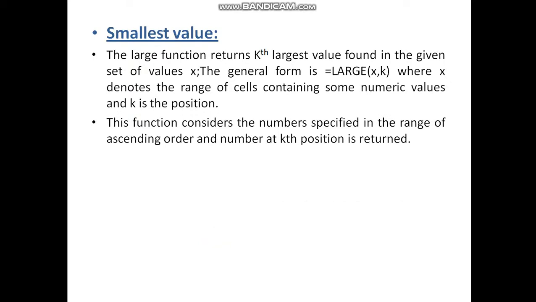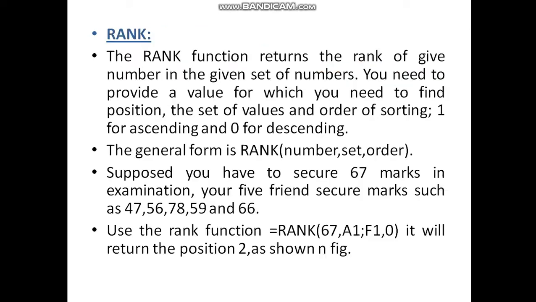Same for the smallest value. The function returns the kth smallest value found in the given set of values, and here it is equal to SMALL(x, k). Here was a mistake: instead of LARGE, we write SMALL(x, k). So it will give a small value among all the values.